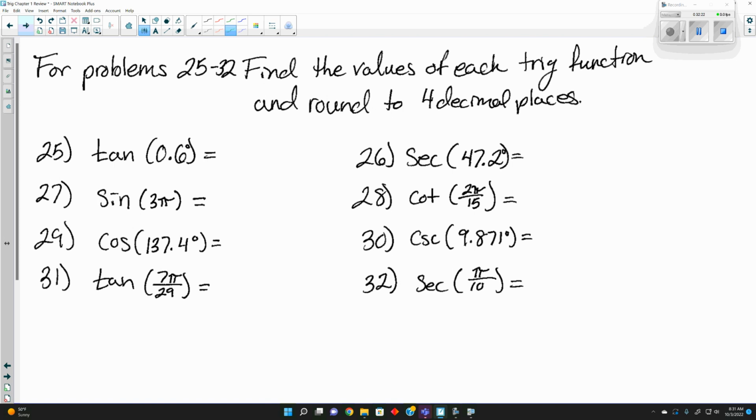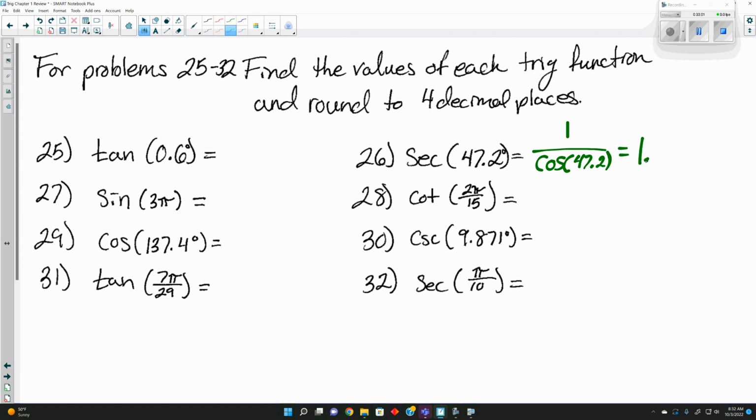For tangent, you can type in tangent of 0.6 degrees. So we'll need to make sure the calculator's in degrees. For 25, 26, you'll need to make sure it's in degrees. 27 and 28, you'll need to make sure it's back into radians. 29 and 30, you're back to degrees. 31 and 32, you're back to radians. And for secant, well, that's 1 over cosine.